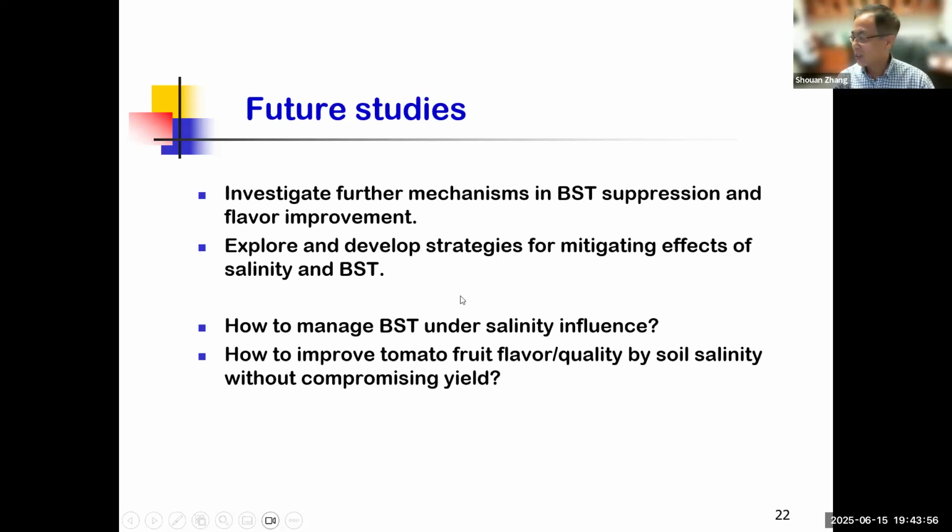Also, we have a couple of questions. How to manage bacterial spot under salinity influence? How to improve tomato fruit flavor or quality by increasing soil salinity without compromising yield?